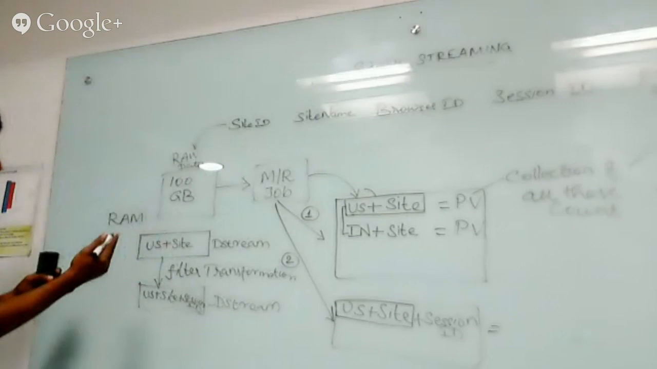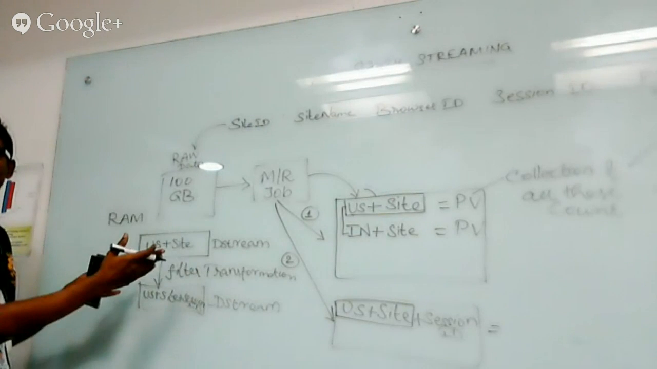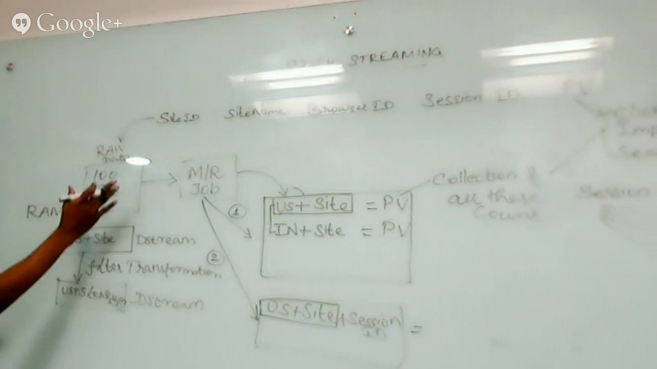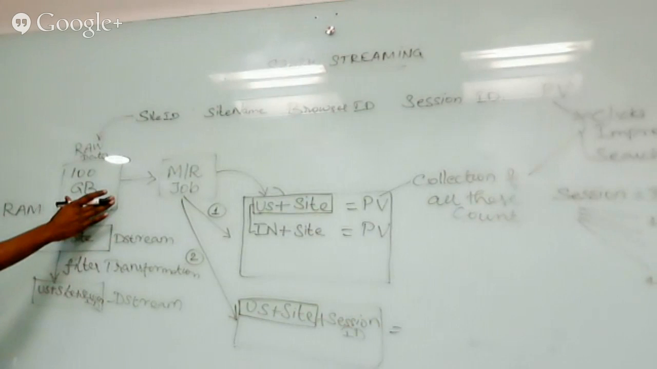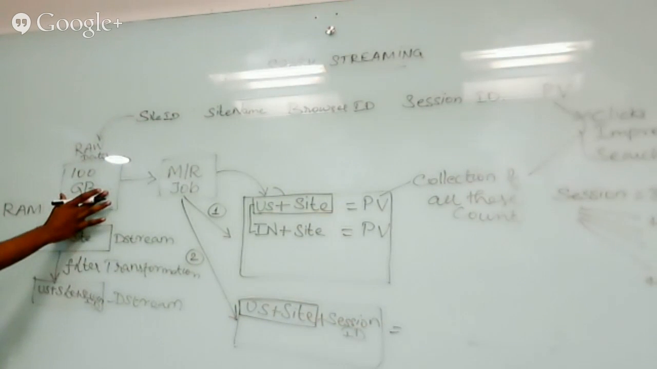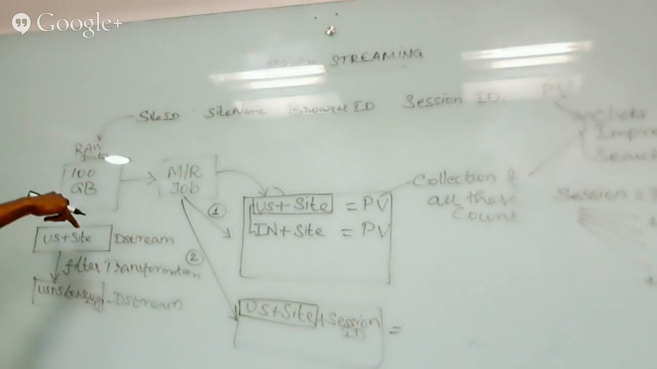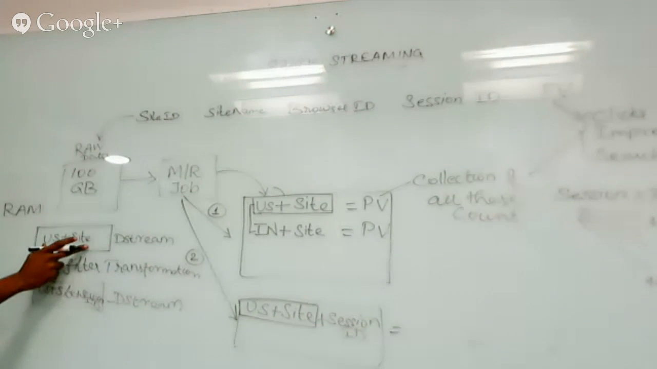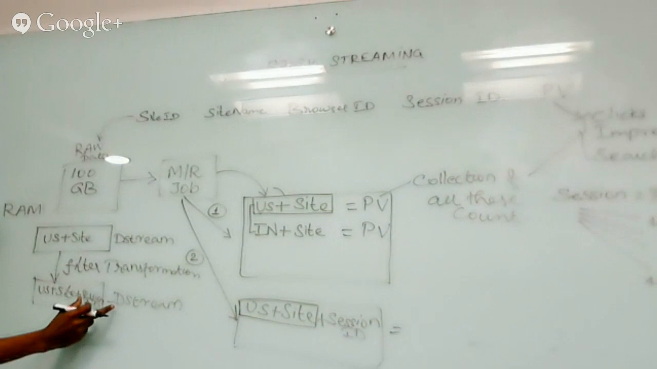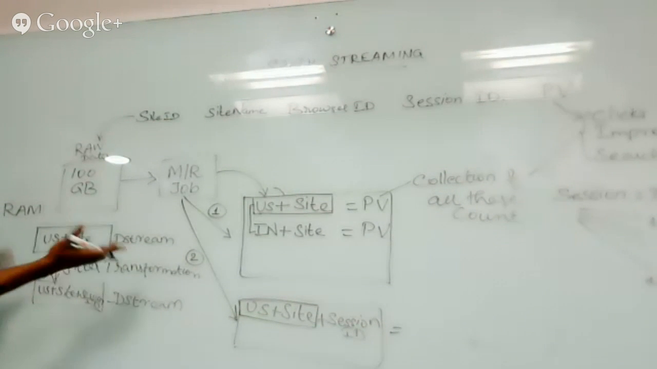Similarly, this US plus site D-stream knows from where it has been derived, right? So it knows I'm derived from this raw data. It knows what the content of this raw data is, how it has been derived, and what transformation was applied in order to get this US plus site. So it will be easy for it to just add this one more filter along with that to get your desired data. So this is what happens in the background.